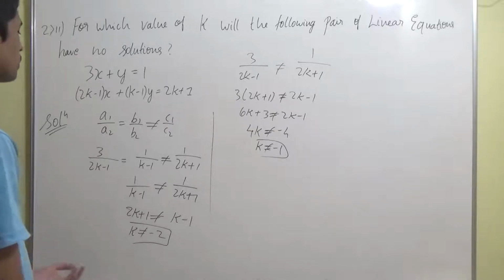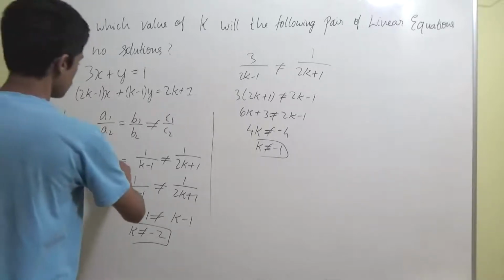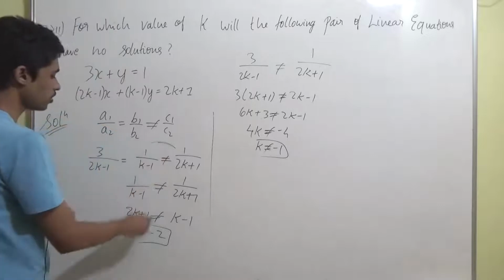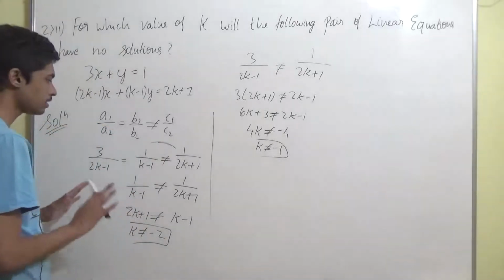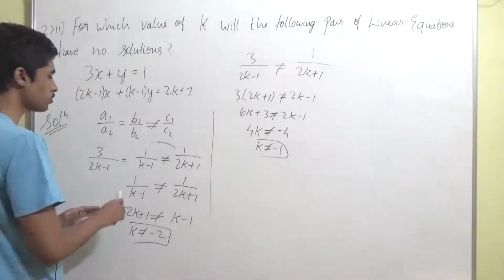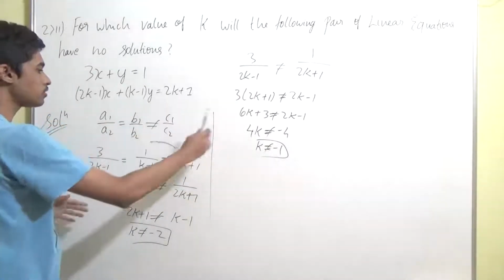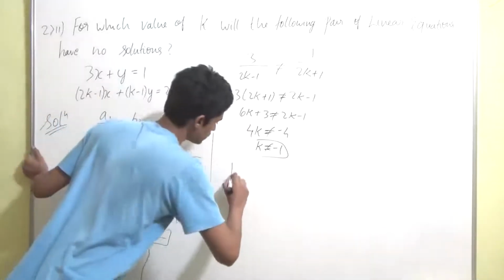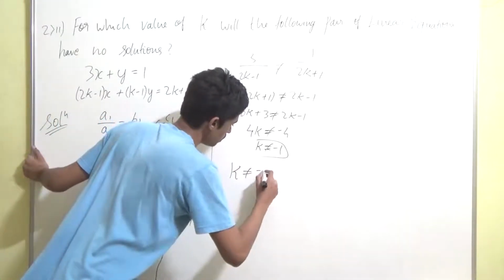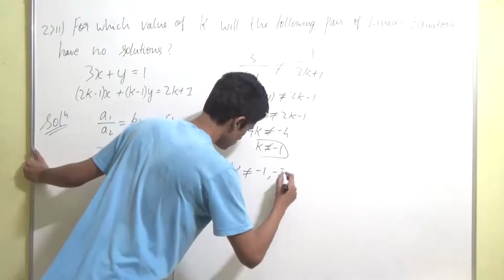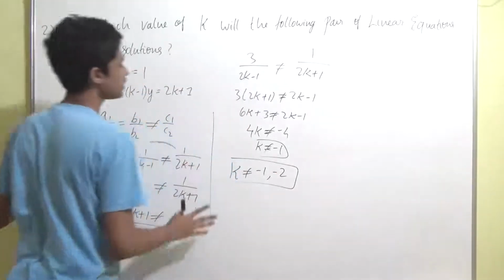That's it, guys. You compared both, right? You first compared these two. I mean, you first equated these two and found the value of k. And then you found what k should not be equal to. So k should not be equal to 2, from this you found out. And then we equated these two, and then we found that k should not be equal to 1. So at last, k should not be equal to minus 1 and minus 2. These are the conditions, guys.